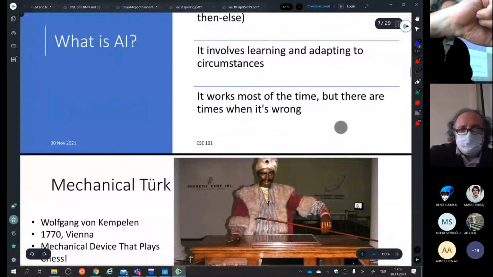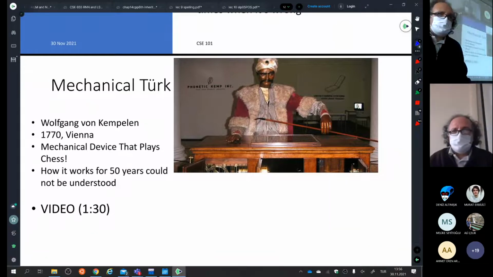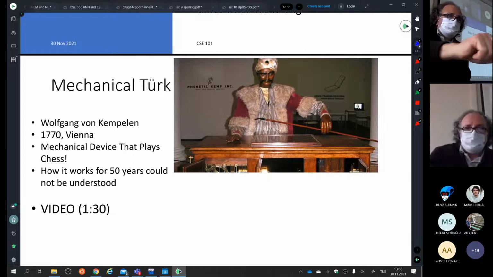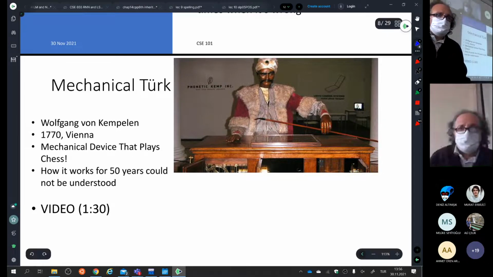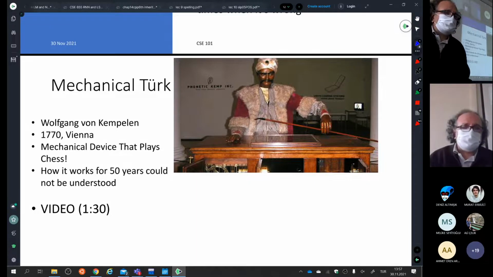Somebody came up with this thing in the 1700s. This guy said that he made this machine. It's called the Mechanical Turk. It's like a robot. It plays chess, the game of chess, satranj. It was not a very good player, but it was not bad either. It can beat persons that are not at the grandmaster level. But it worked. Nobody could understand how it works.